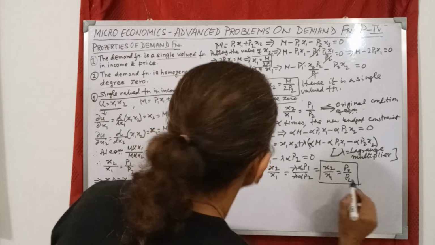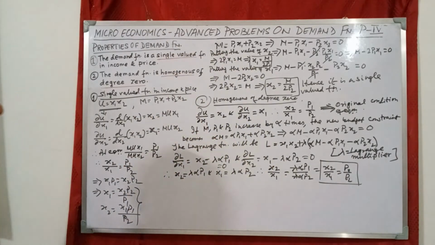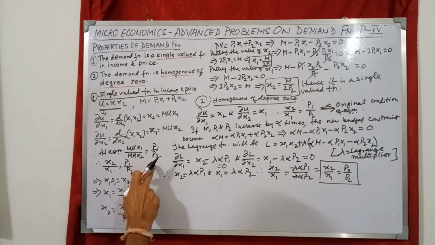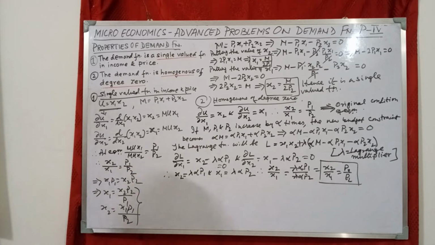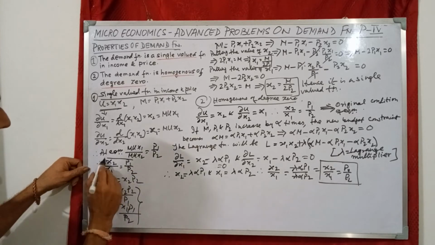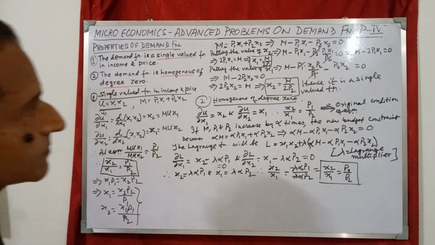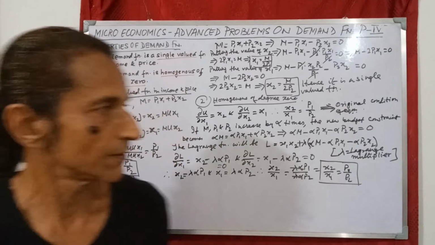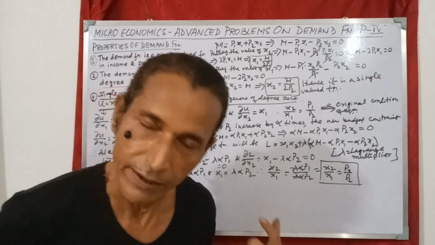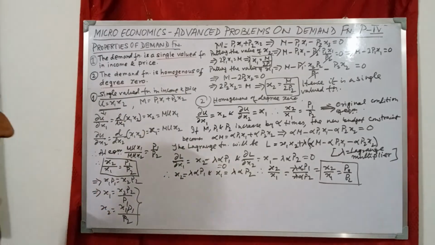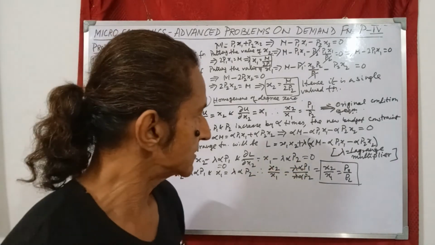You see, this is the original condition, x2 by x1 equals p1 by p2, which we had with the earlier budget constraint, that is, with the earlier income of the consumer and prices of the commodities, and the same equilibrium condition is derived here.